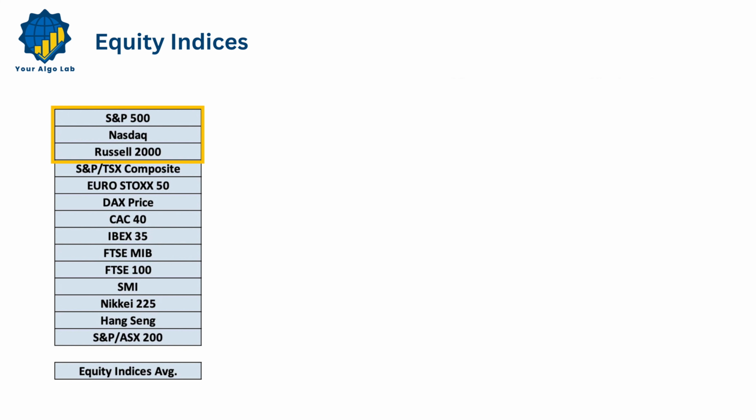From the United States, we have the S&P 500, the Nasdaq, and the small cap Russell 2000. Moving to Canada, we have the TSX Composite. In Europe, our focus will be on the Euro Stoxx 50, the German DAX Price Index, the French CAC 40, Spain's IBEX 35, Italy's FTSE MIB, UK's FTSE 100, and the Swiss SMI. In Asia, we'll examine Japan's Nikkei 225, the Hong Kong Hang Seng Index, and Australia's ASX 200.